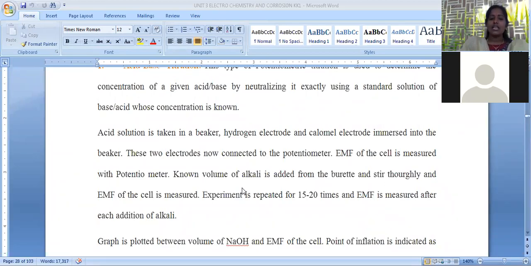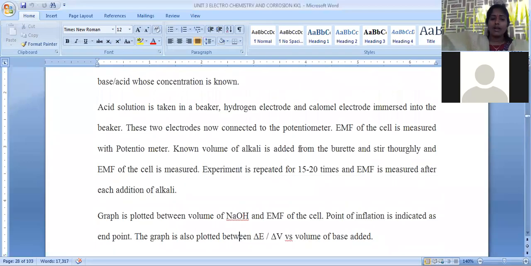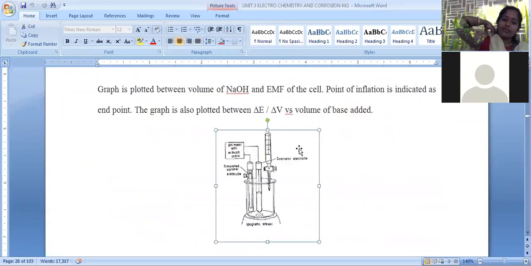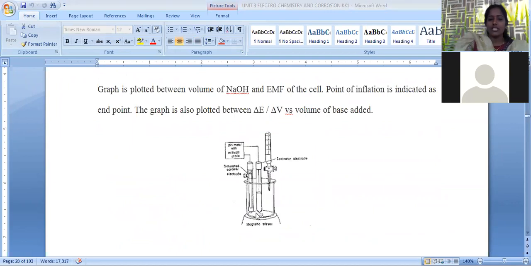What happens initially? HCl is the solution whose H plus ions are responsible for the production of this EMF. The initial concentration of H plus ions is extremely high, it being a strong electrolytic solution. It will generate a large EMF value. So we have to measure its EMF value. Now the two electrodes are removed from the beaker, and 1 ml of alkali solution is added from the burette. This is about the instrumentation, how we have to perform this titration process.